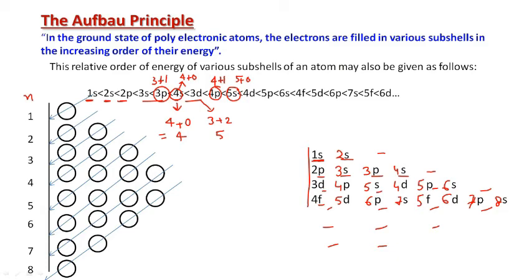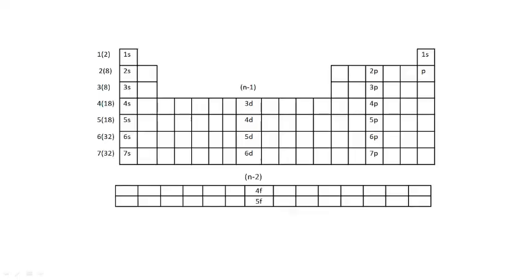Now you can see the order: 1s, 2s, 2p, 3s, 3p, 4s, 3d, 4p, 5s, 4d, 5p, 6s, 4f, 5d, 6p, 7s, 5f, 6d, 7p, 8s. I simply followed this, but whatever you feel good with, you can follow that pattern. So in this way, you can remember the energy order of these orbitals. Our periodic table is arranged according to these energy orbitals.